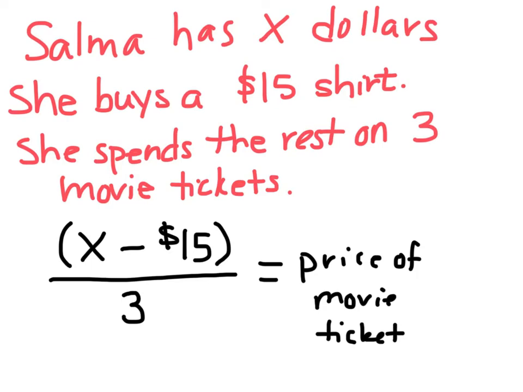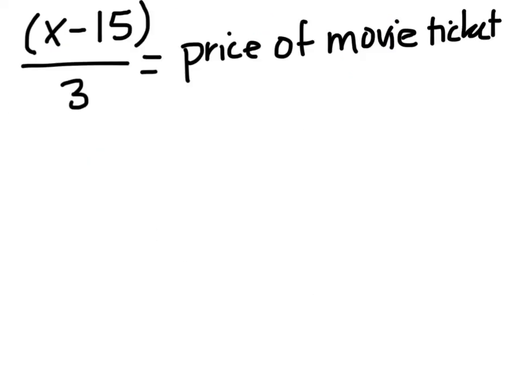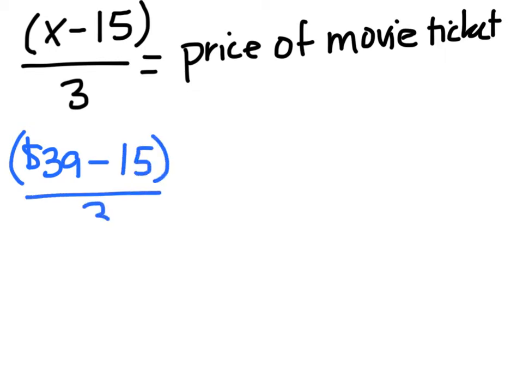Okay, let's go on to part 2. Part 2 asks us, if Salma had $39, what is the price of 1 movie ticket? So we're going to take the equation that we created before, which was X minus 15 divided by 3, or X, the starting amount of money that she had, minus the $15 she spent on the shirt, divided by 3 to give us the price of a movie ticket. And we're going to substitute in that $39. So $39 minus 15 divided by 3 will equal the price of the movie ticket.